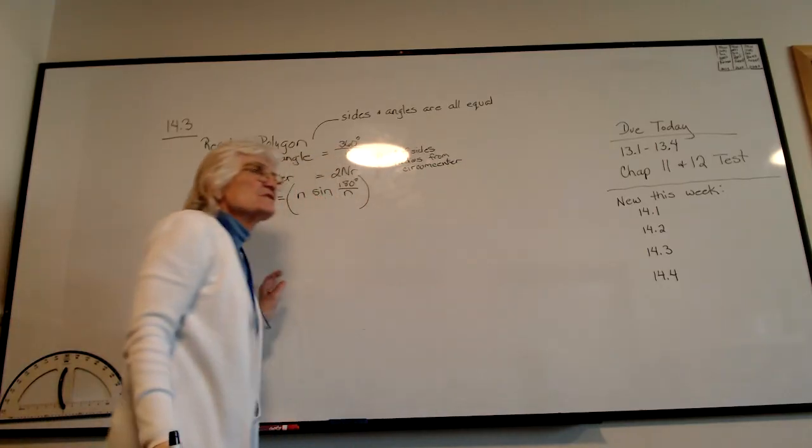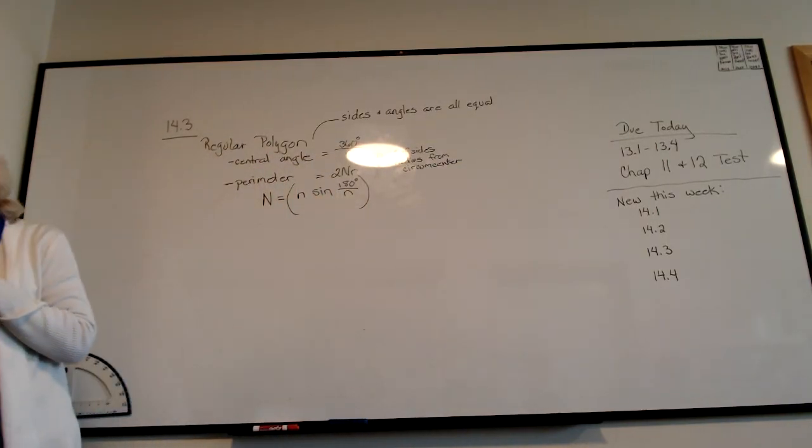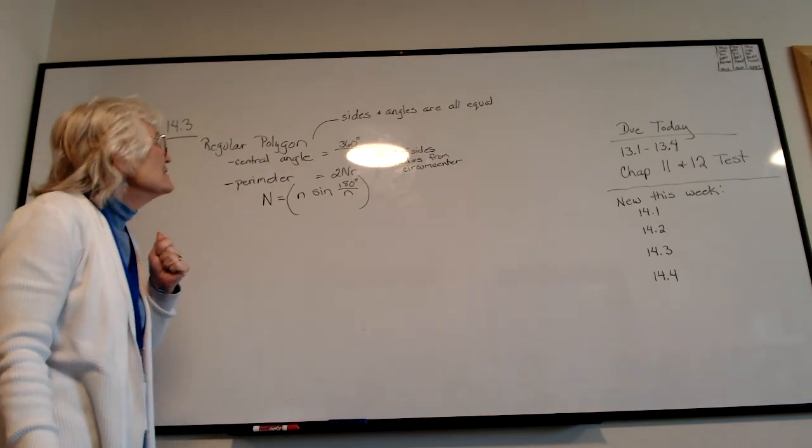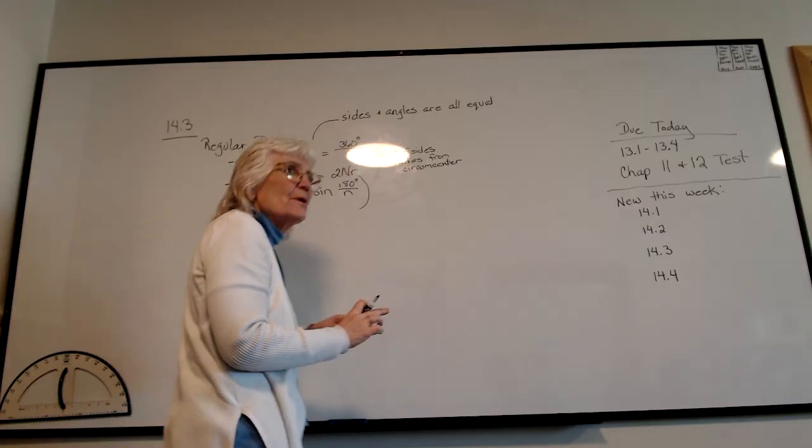What kind of sides do I have? Are they curved? Are they straight? They are straight. So we have to make sure that they're straight sides, otherwise it's not a polygon.